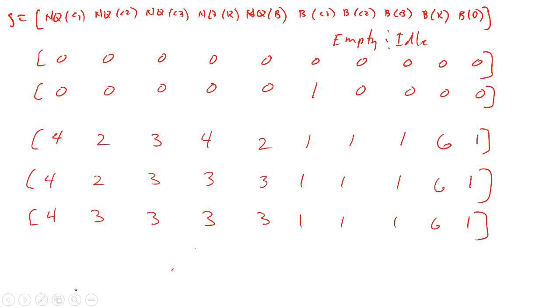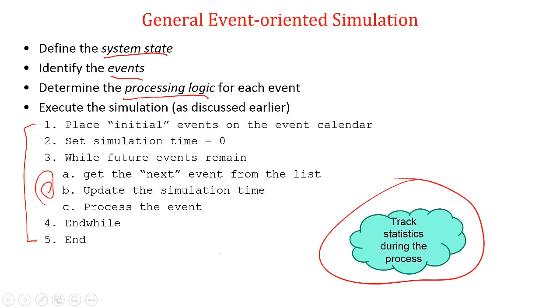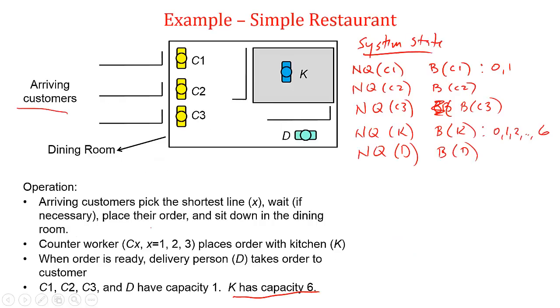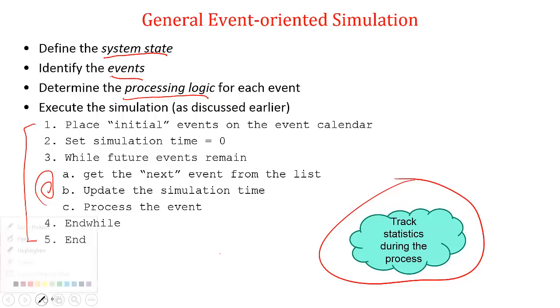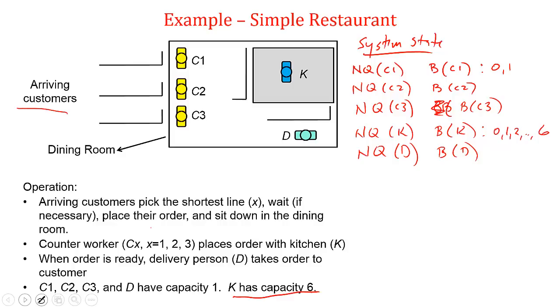So we're now satisfied with the system state. The next step is to identify the system events. And so we're going to do it this way, events. The first event that we're going to have is when a customer arrives, and I'm just going to call that ARR. ARR stands for arrival.